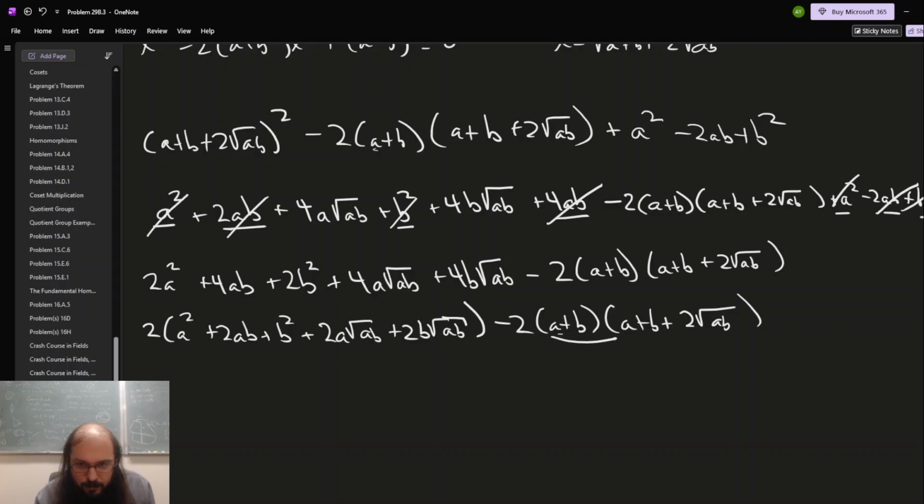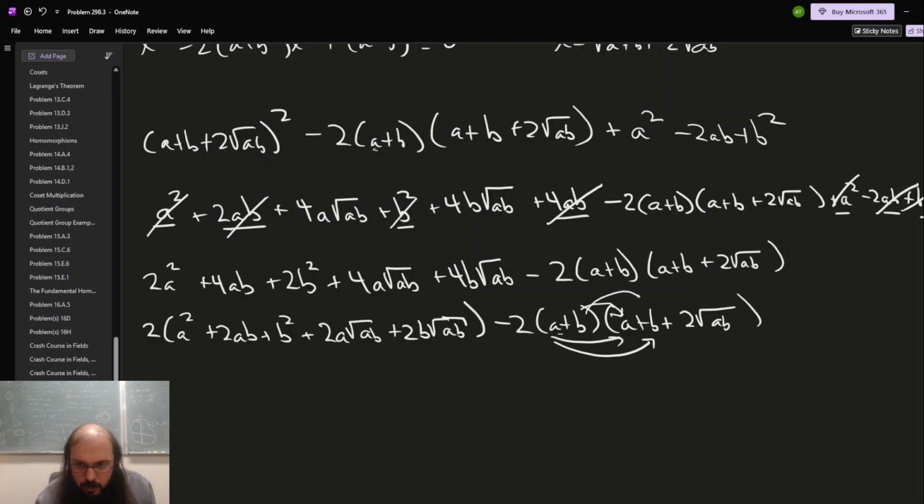Here I have a squared. Here I have a squared. Here I have AB. Here I have AB. I need to take a little bit of care to make sure that things have the right coefficients. So here I have the 2's factored out in front for each of them. And so here I get a contribution of a single AB, but here I have another AB, right? And so together, that's everything.